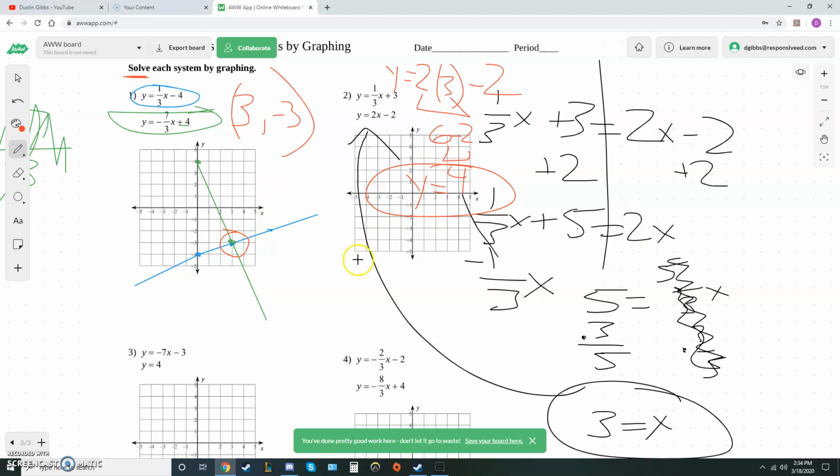And I could go back to, I don't have time, but I could go back to all of these and I could graph the lines, and you would see that they would cross at 3, 4 right here.